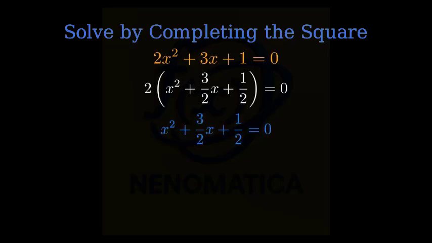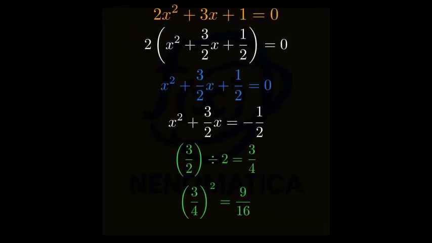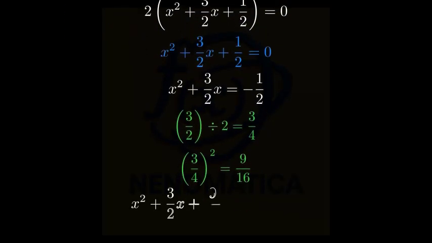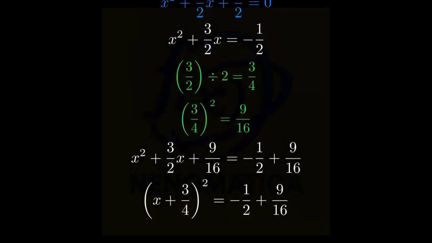Step 2. Move the constant term to the right side. Step 3. Take half of the linear coefficient and square it. Half of 3 halves is 3/4. Squaring gives 9/16. Step 4. Add 9/16 to both sides. The left side becomes a perfect square trinomial. Now simplify the right side. Negative 1/2 is negative 8/16, so we have negative 8 plus 9 over 16, which equals 1/16.